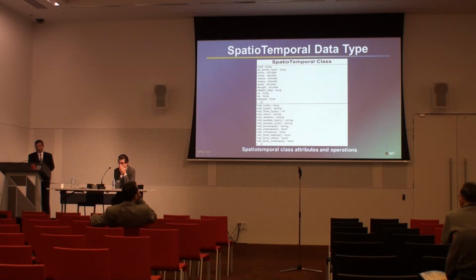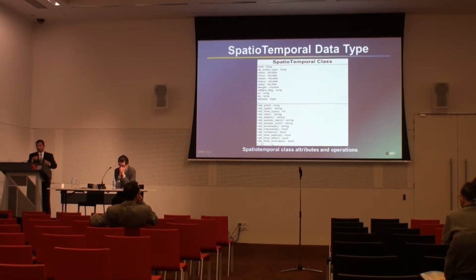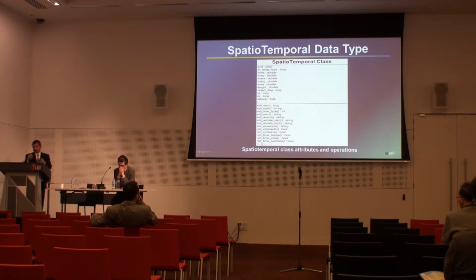The geometry is stored in a binary format in an ESRI shape format, rather than just a binary representation of the actual geometry. There are some functions associated with this type, which I will talk about in later slides. For example, STT SRID just returns the SRID associated with this object, or ST time overlap tells you whether two intervals overlap or not. These are some examples of the operators on this class.